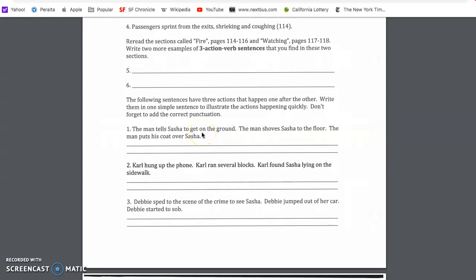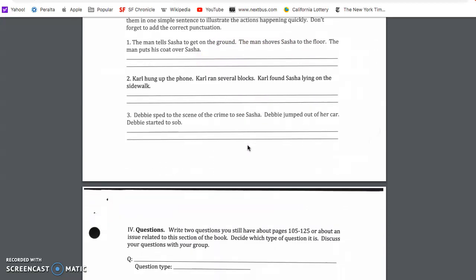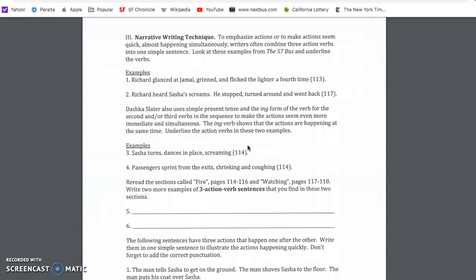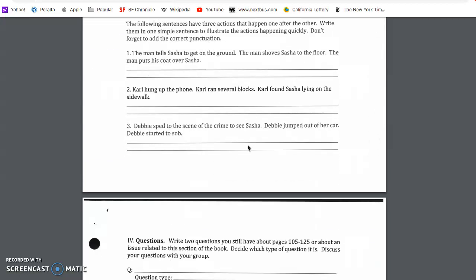So I put three sentences here. The man tells Sasha to get on the ground. The man shoves Sasha to the floor. The man puts his coat over Sasha. See if you can write one sentence out of those three using three action verbs. The same is for numbers 2 and 3. Okay, so I'll go ahead and let you do that.